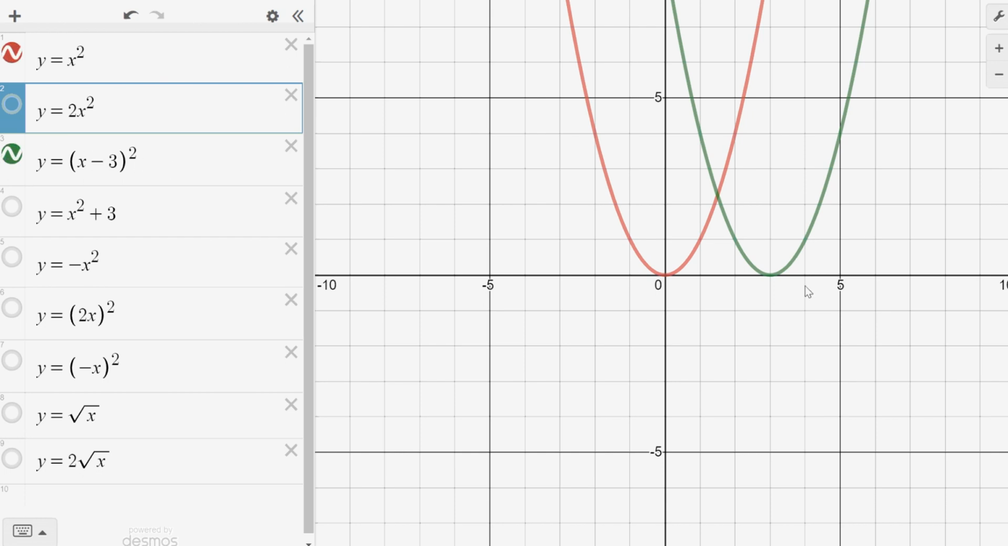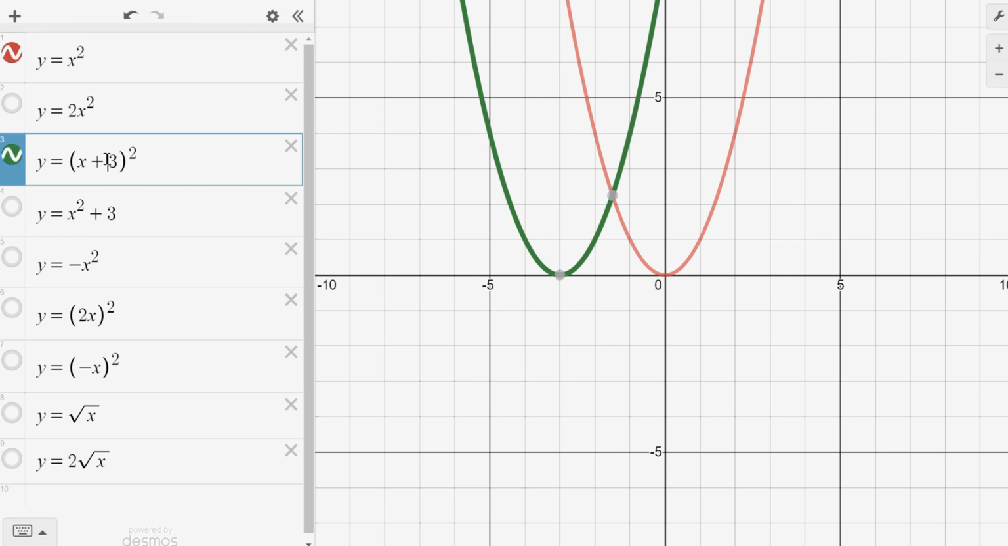Usually minus is associated with the left, plus is associated with the right. The reason why it's right 3 is because we're really trying to figure out what's making this 0. If we put 3 into the equation, 3 minus 3 is 0, so that means over 3 is where the graph is going to be, sliding to the right. Likewise, if this was plus 3, it would move it to the left 3. So we've got what's called a horizontal translation when it's inside the equation.